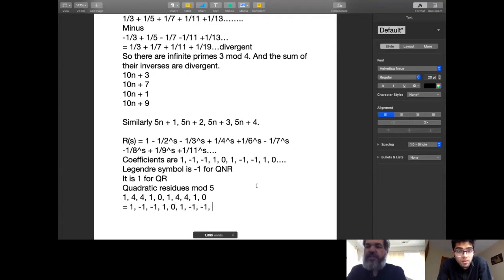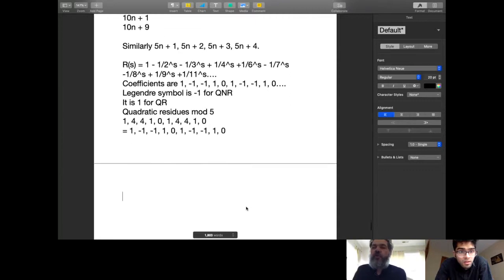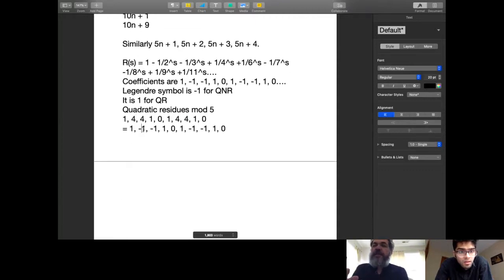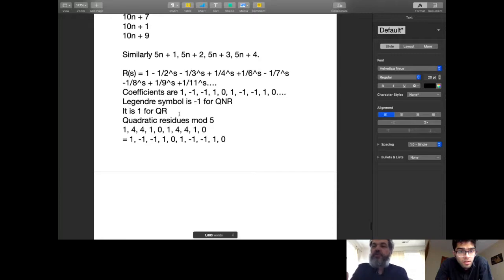The Legendre symbol. So these are exactly the quadratic residues, 1 and 4. That's why the coefficient of 4 is plus 1. But the coefficient of 2 and the coefficient of 3 are minus 1 in our series because both of them are quadratic non-residues. So if the number is a quadratic non-residue, we put a minus in front. If it's a quadratic residue, we put a plus. So you have minus 1 over 7 to the s because 7 is a quadratic non-residue mod 5. 7 is congruent to 2, and 2 is a quadratic non-residue. The only quadratic residues are 1 and 4, as you can see.